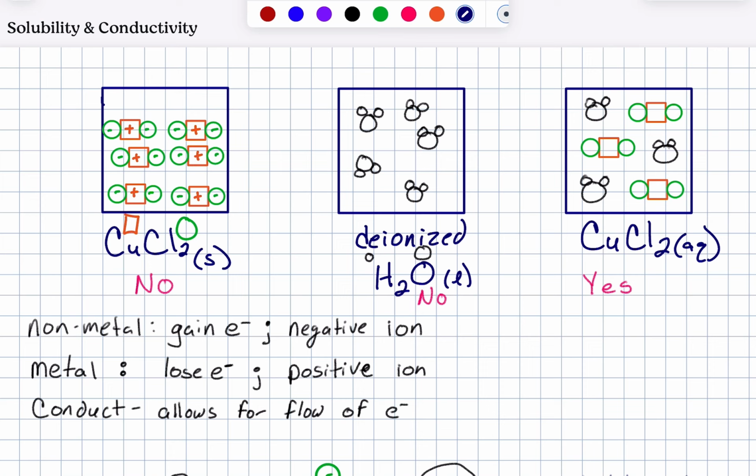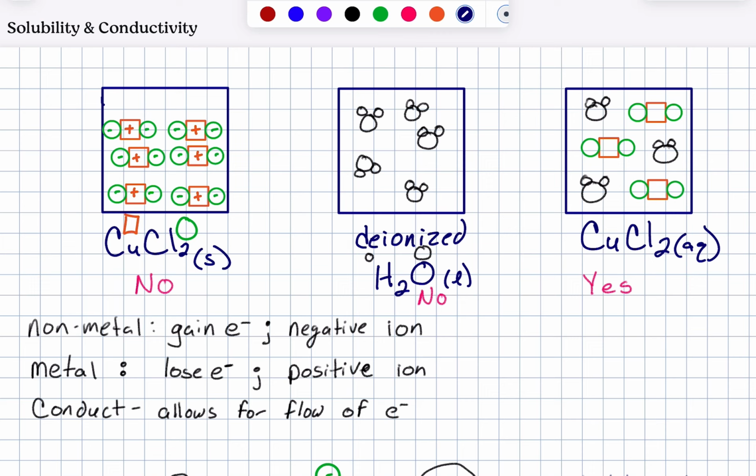An aqueous solution, a solution, means that the compound is mixed with water. So if something is a solution, water is in the particle diagram. It is mixed with water. And in this case, these were our predictions. So these aren't exactly correct. We're going to correct them in a second.